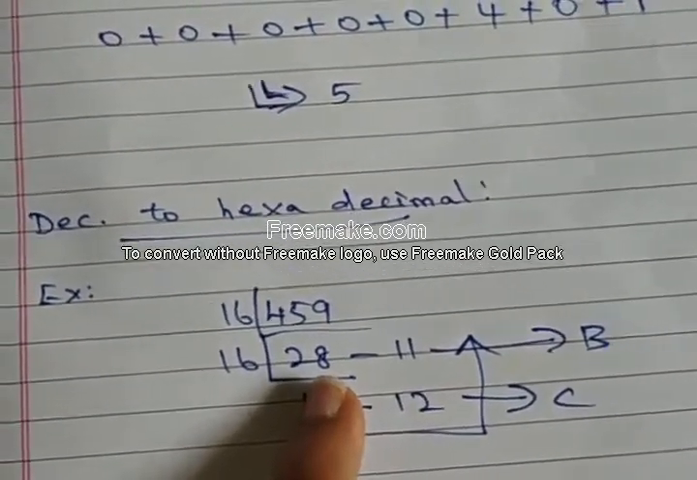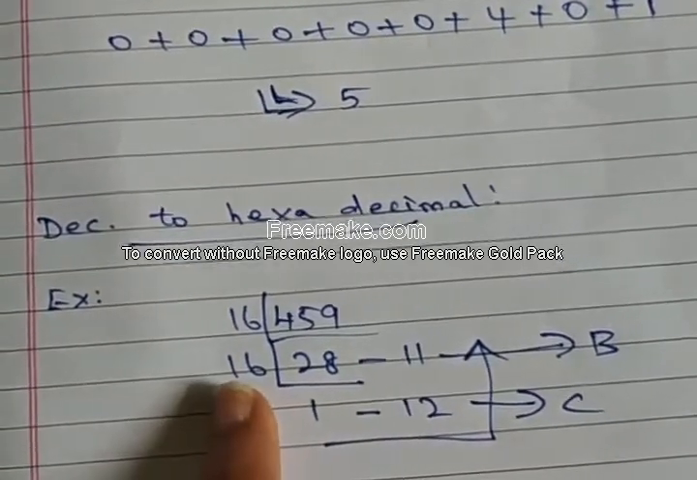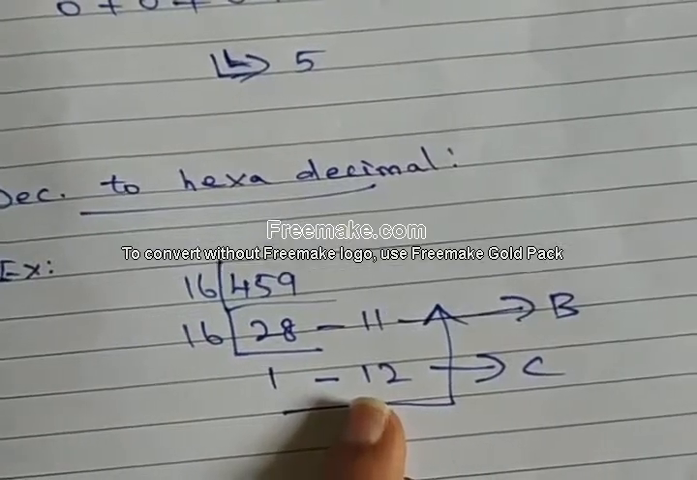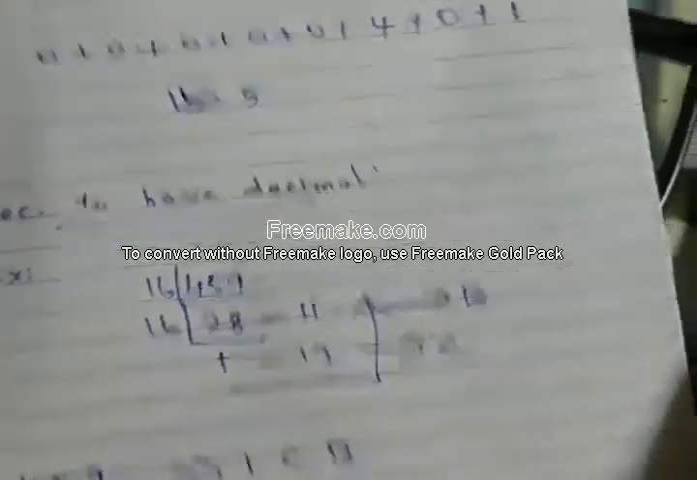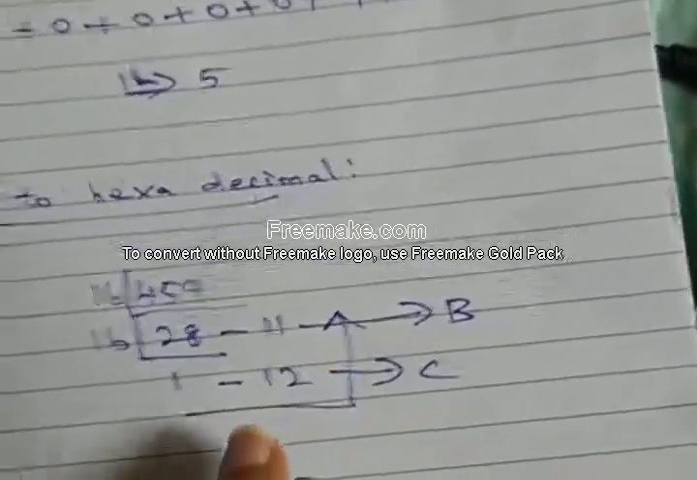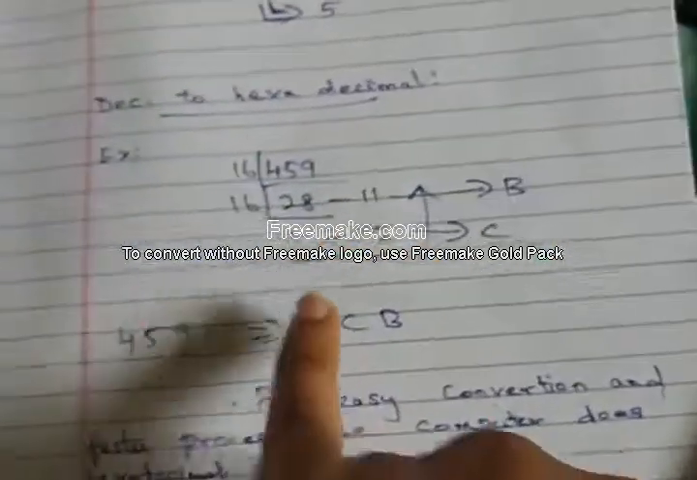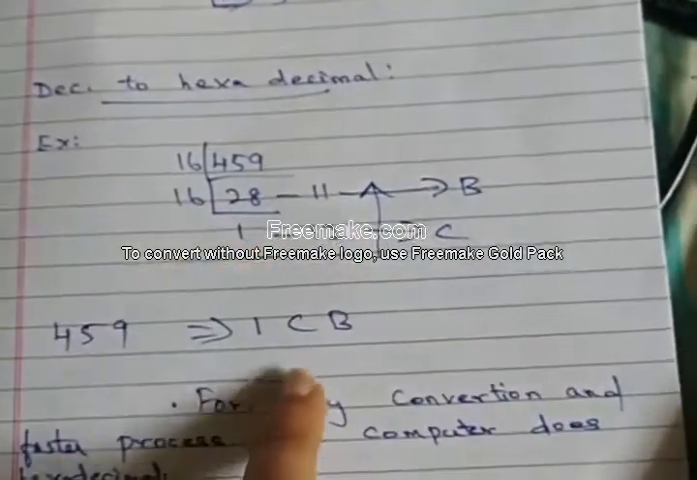And this 28 should also be divided, right? So it will also be divided by 16. So one time only it will go. What will be the balance? 12 balance will be there. Okay. See this, so from down to up: 1, 12, 11. So write it down. 1, 12, 11. So 1 is written here.